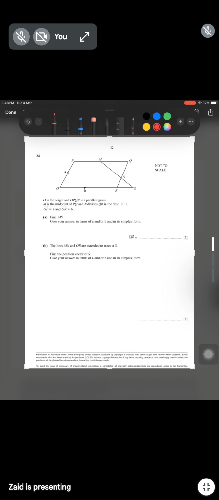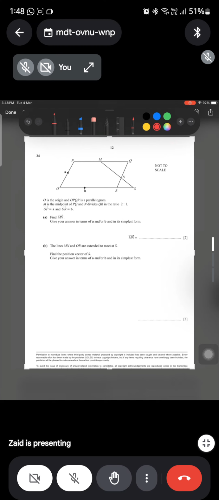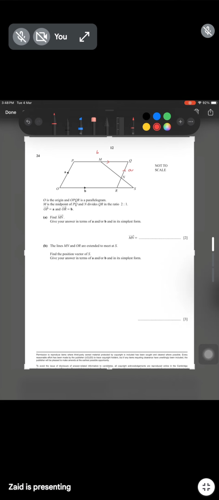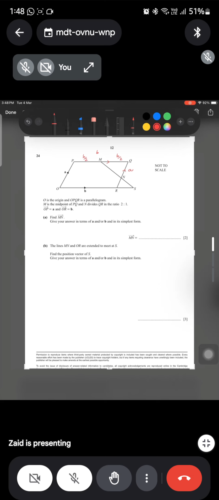O is the origin and OPQR is a parallelogram. The first thing I've told you guys is that if it's a parallelogram, then opposite sides are equal. Like OP is a, so that means RQ should also be a, and PQ should be b. M is the midpoint of PQ, so that means this is b upon 2, and this is b upon 2, because this whole thing is b.